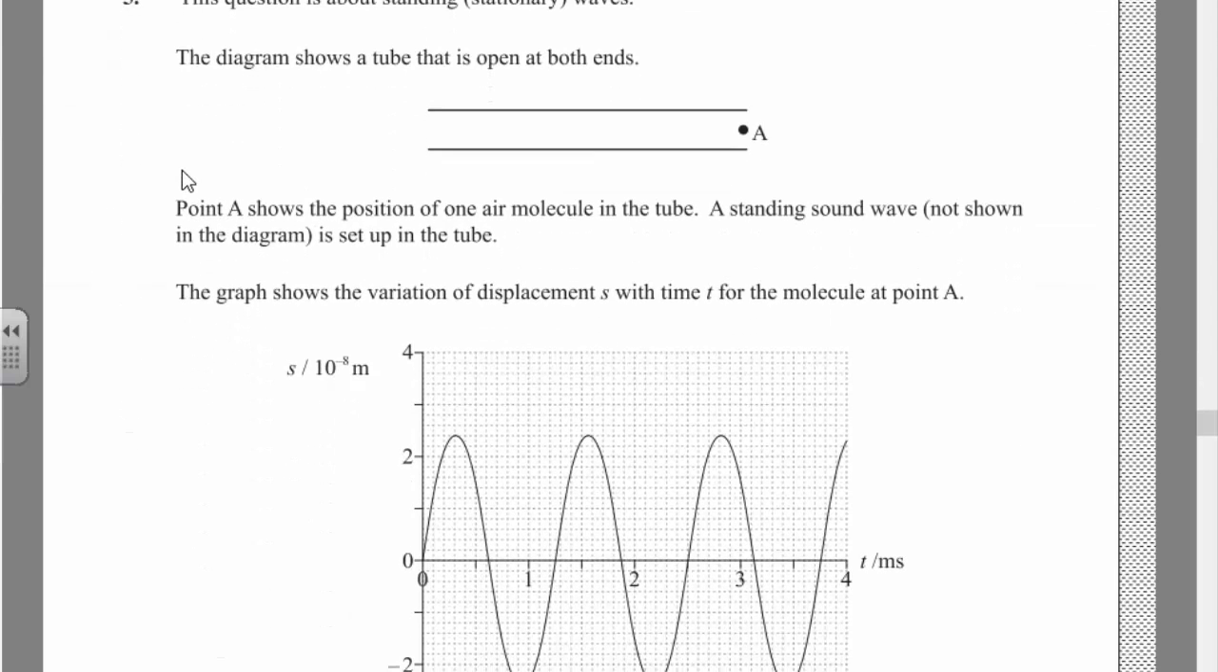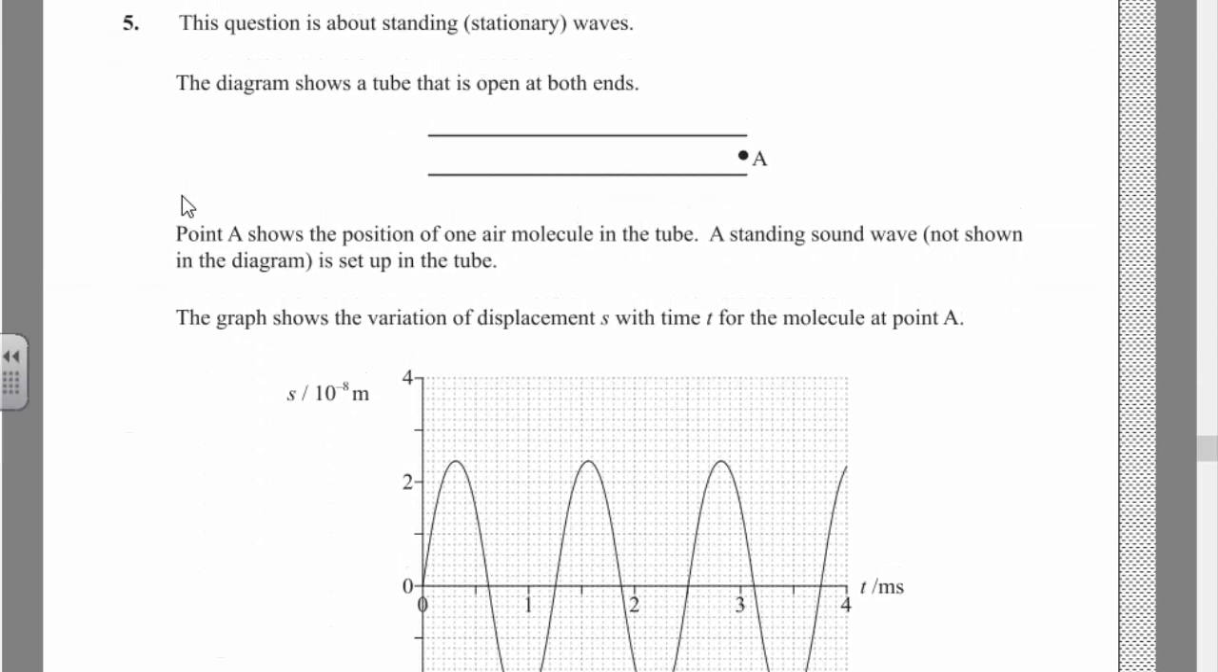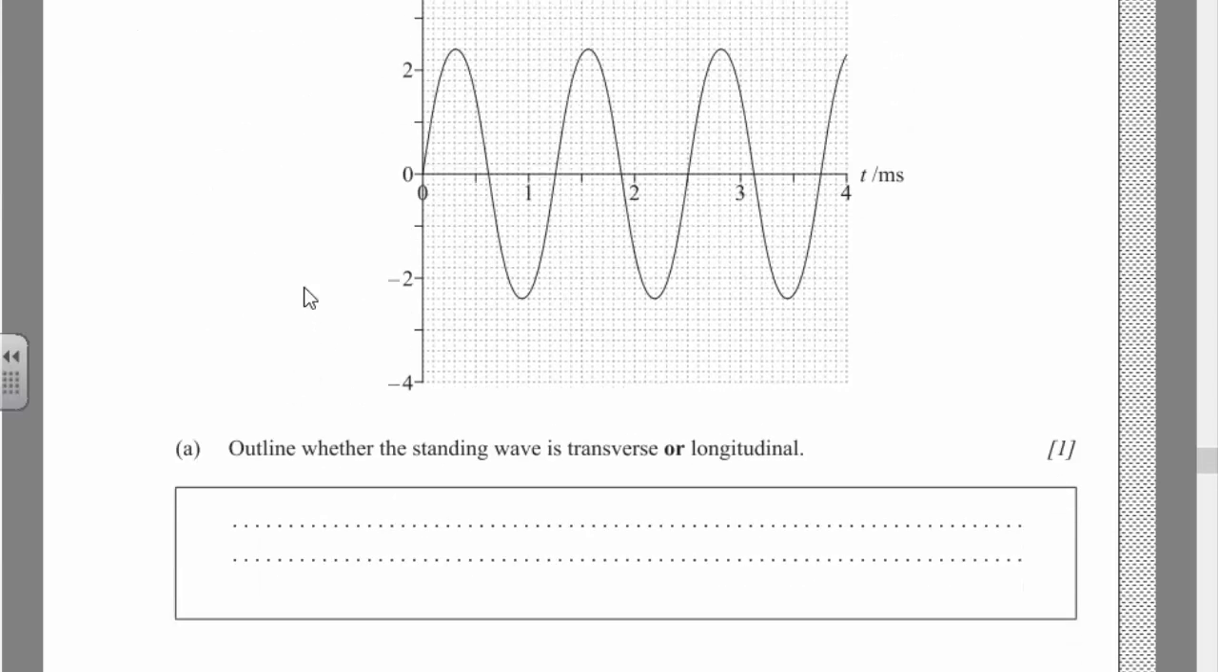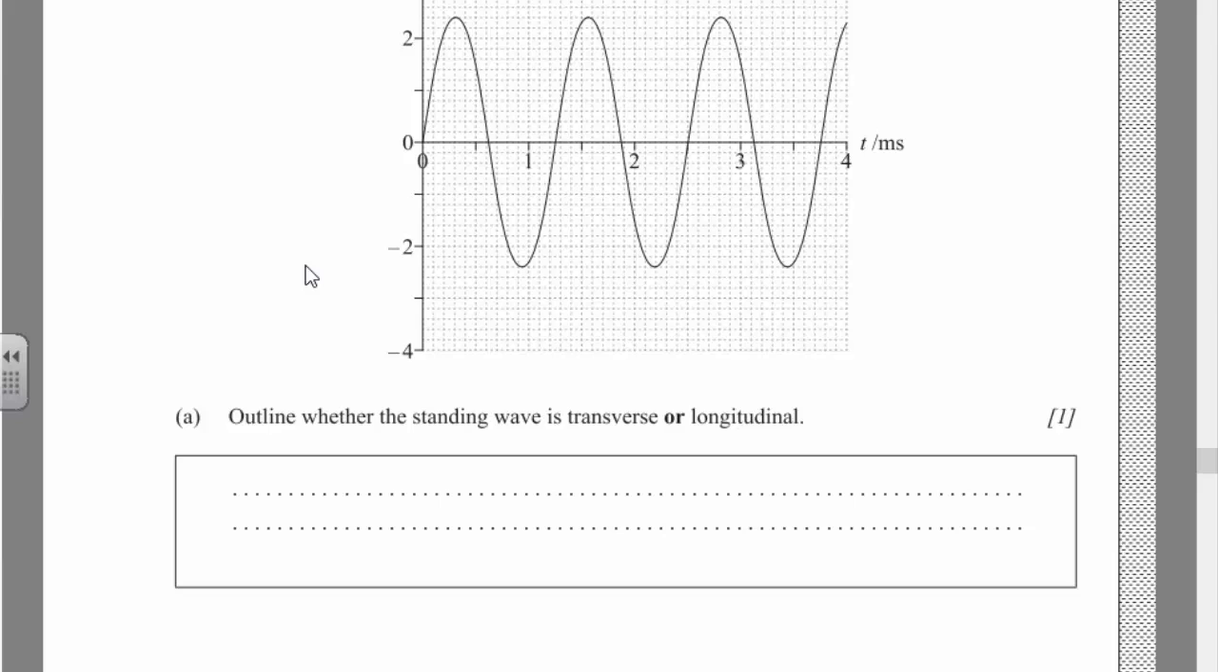This question is about standing waves. The diagram shows a tube that's open at both ends. Point A shows the position of one air molecule. A standing wave is set up in the tube. The graph shows the variation of displacement S with time for the molecule at point A. Outline whether a standing wave is transverse or longitudinal.